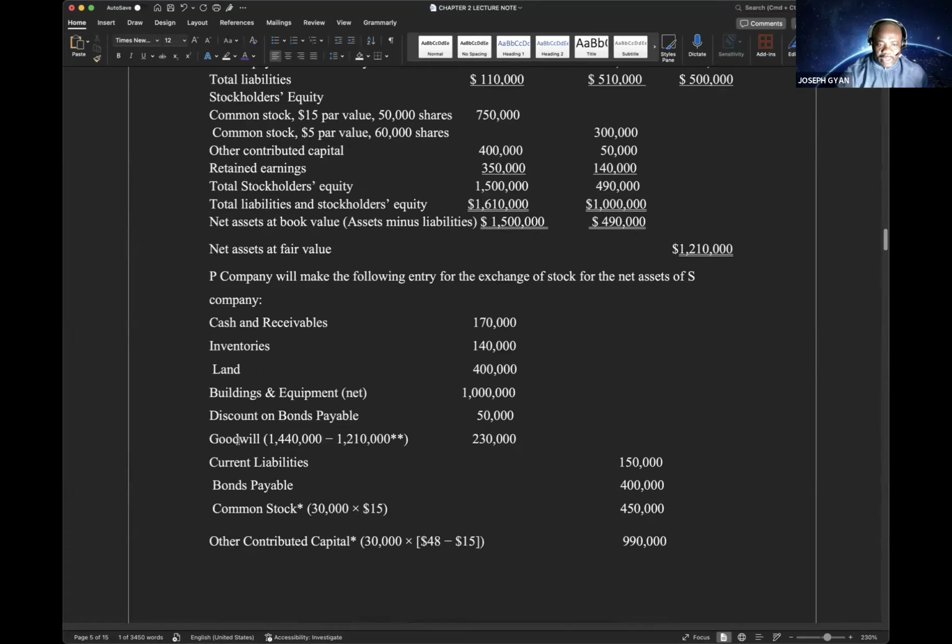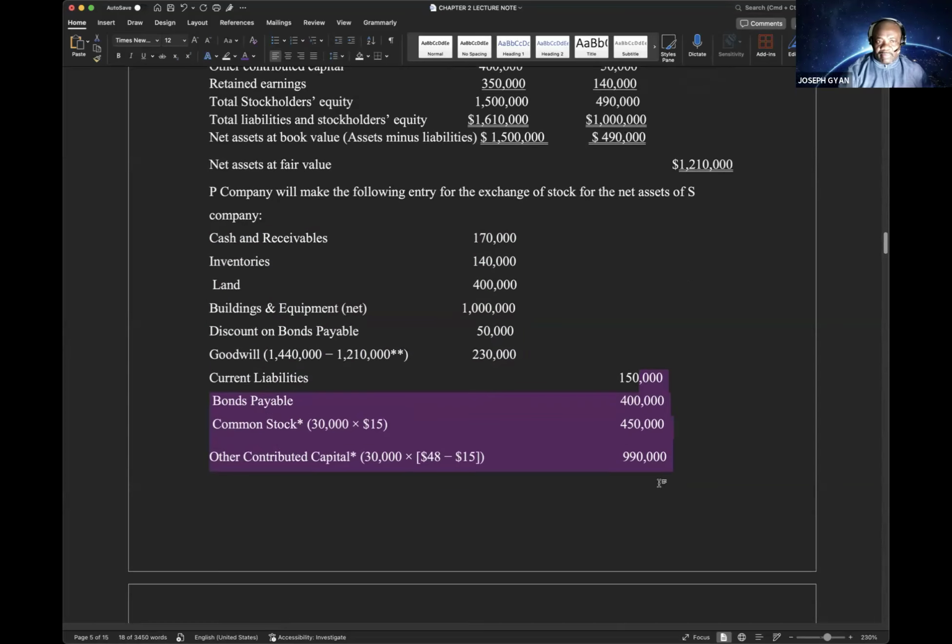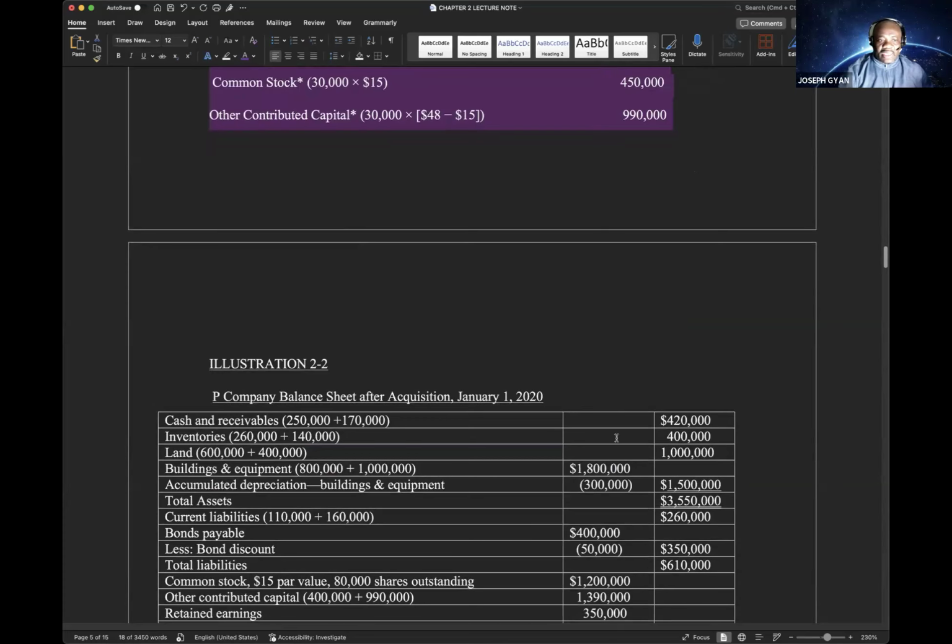Therefore, this is the goodwill. The goodwill is the difference between your credit side here and your debit side. Or remember, it is the consideration minus the net identifiable assets. That gives you the goodwill amount here. When you add everything here, that gives you 1,210,000. When you add everything on the credit side, it gives you 1,440,000. So the difference between them here is the goodwill amount.